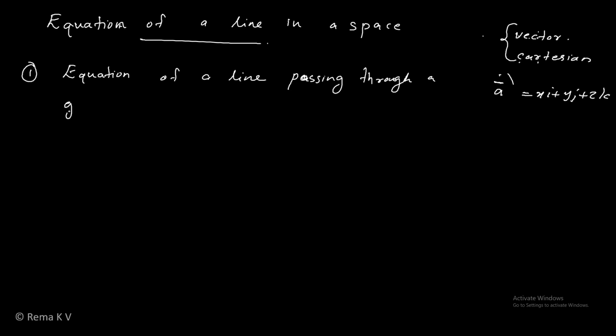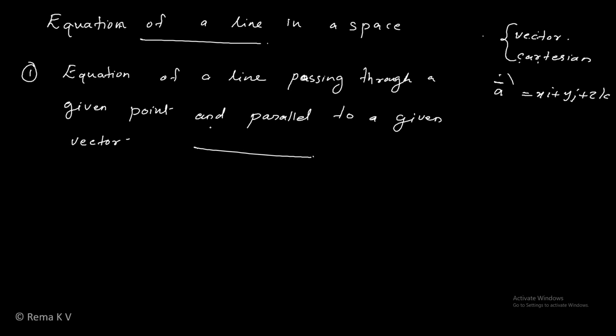Passing through a given point and parallel to a given vector. Parallel to a given vector. So here the conditions given, you have to write the equation of a line. Equation of a line in space which is passing through a given point.